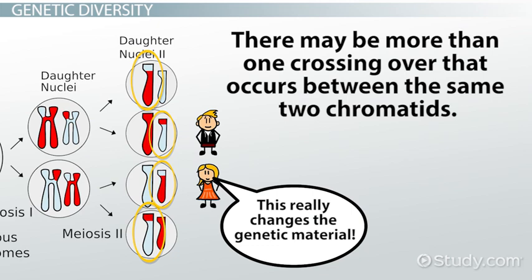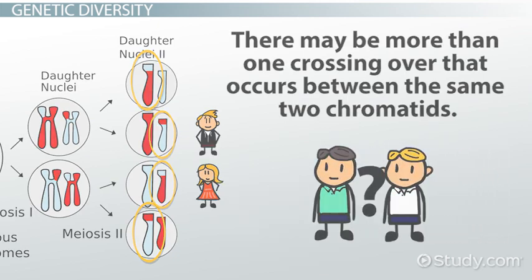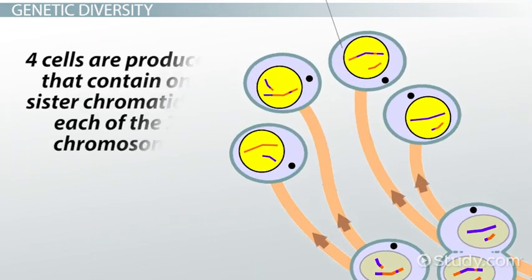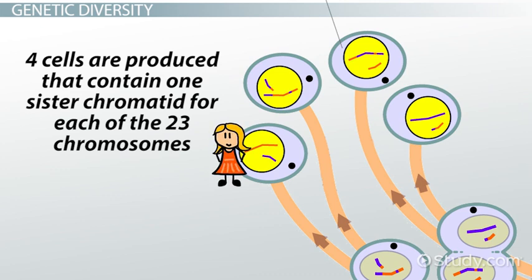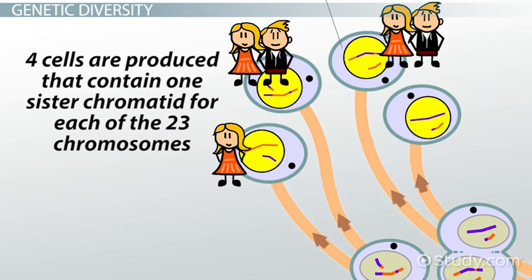So you may still not get exactly why this creates differences between you and your siblings. You have to bear in mind that meiosis continues until 4 cells are produced that contain one sister chromatid for each of the 23 chromosomes. One reproductive cell will have a sister chromatid that is like the mom, 2 reproductive cells will have mixed sister chromatids, and the last reproductive cell will have a sister chromatid that is like the dad.